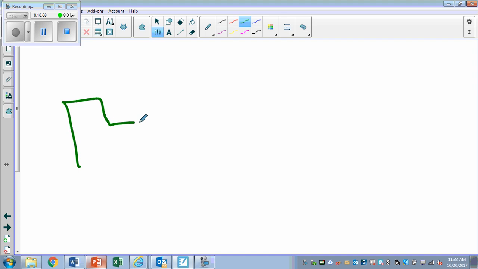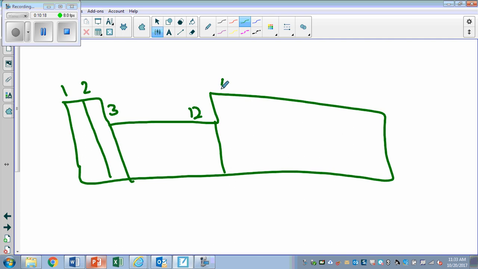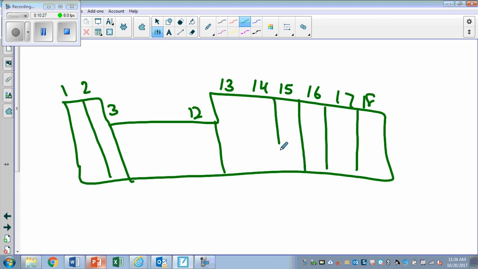I'll do it again. Excuse my drawing skills here. So 1, 2, then we have 3 to 12. We have 13, 14, 15, 16, 17, and 18. Based on the valence electrons, you should be able to figure out what the oxidation number is. Here they all have one valence electron, so this is positive 1, positive 2, positive 3. This is negative 1, negative 2, negative 3.